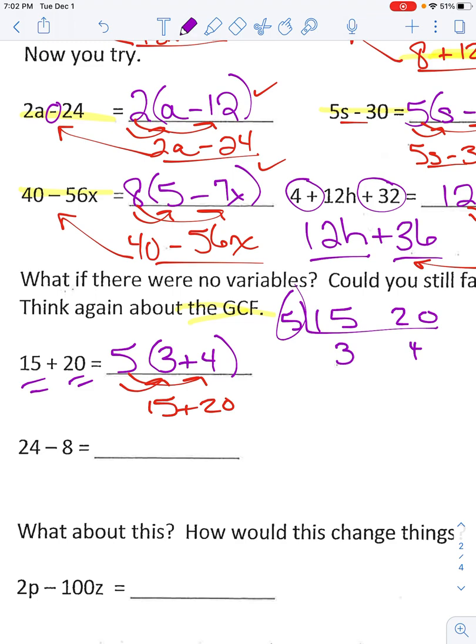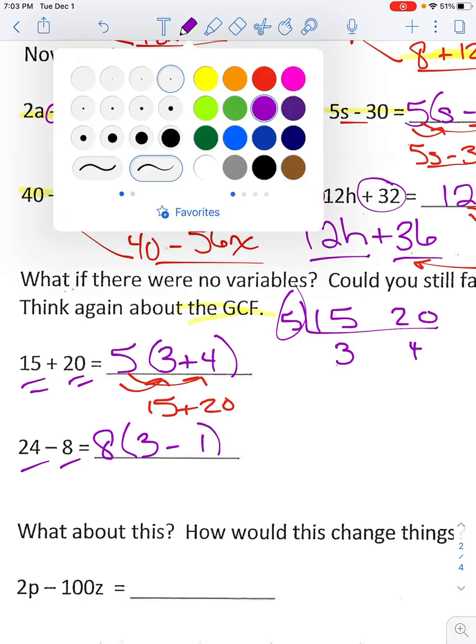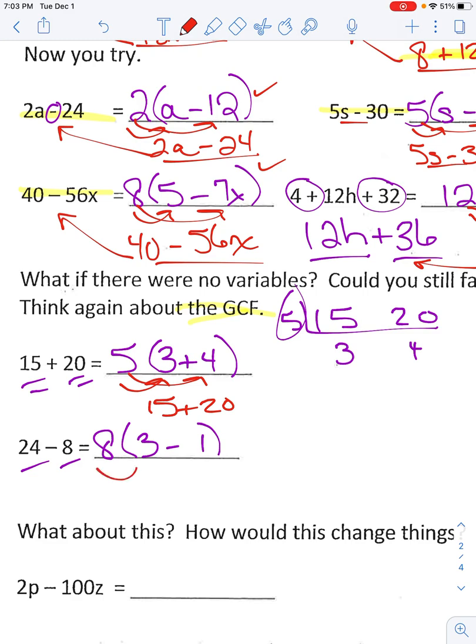Next one, find the GCF of 24 and 8. Greatest common factor of 24 and 8 is 8. 24 divided by 8 is 3. 8 divided by 8 is 1. So I have 8 times the quantity, 3 minus 1. Distribute. 8 times 3 is 24. 8 times a negative 1 is a negative 8.